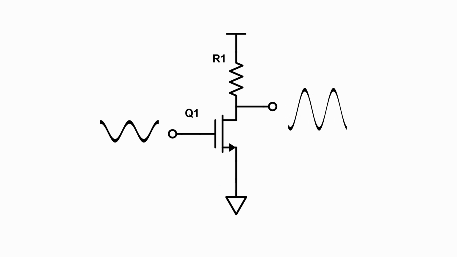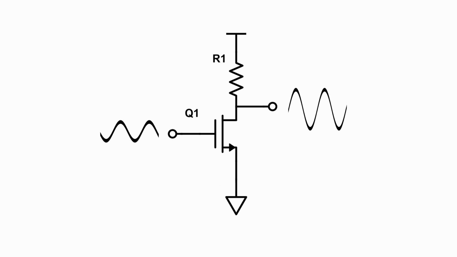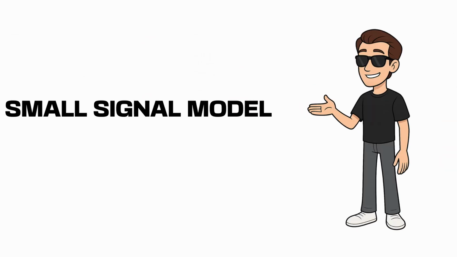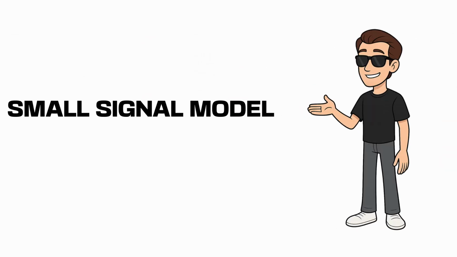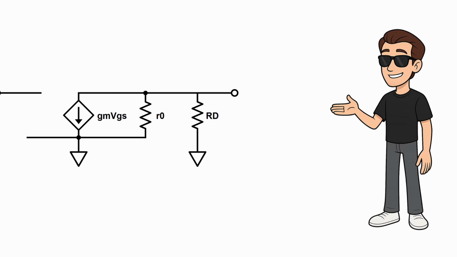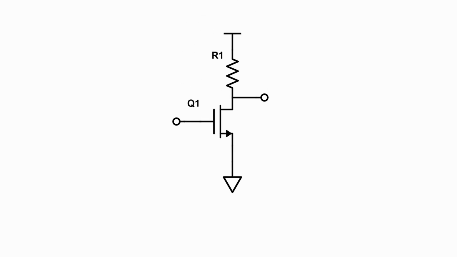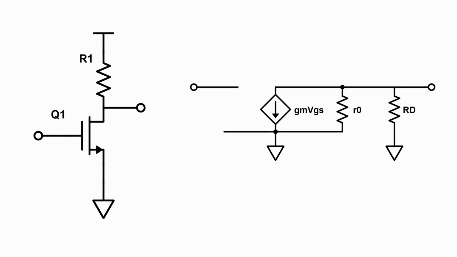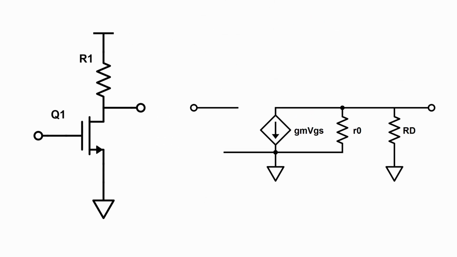grounded. Now, in order to derive the gain equation for this common source topology, we typically use what's called the small signal model. The small signal model is a linear approximation around a specific operating point or bias that allows us to treat the MOSFET like a linear device and more easily solve its gain and impedance characteristics. So how do we go from our large signal model to our small signal model? Let's compare the two side by side.